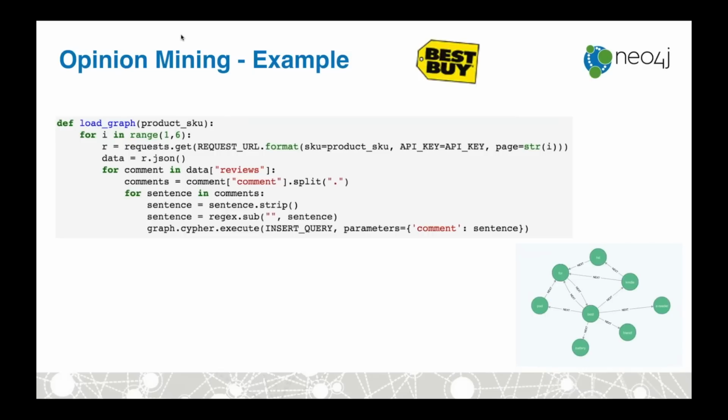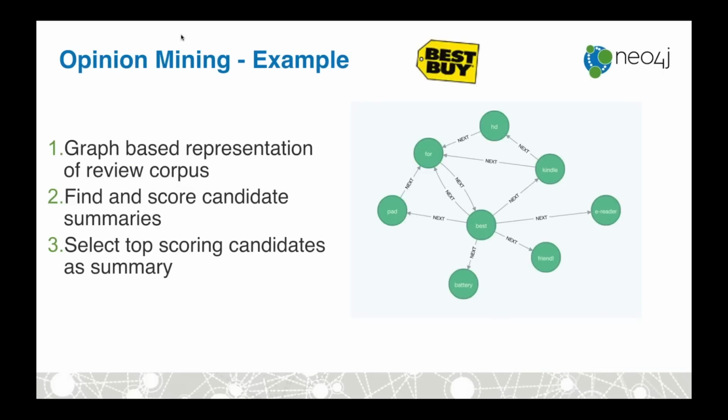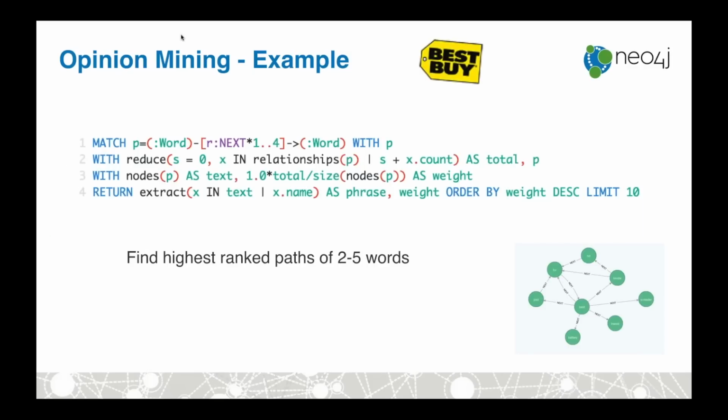Here's a simple Python function that we're using to query the Best Buy API. We're looking at the first, I think, 500 reviews, and we're inserting those into our graph using that query we just saw. So that takes care of number one. Now we need some way to find and score our candidate summaries. So how do we do that?